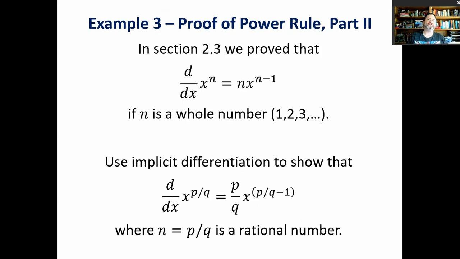Okay, last example. So last thing we're going to do today is prove the power rule again using our newfound tool called implicit differentiation. In section 2.3, we proved the formula for a whole number. And now we're going to prove that if n is a rational number p over q, just a fraction in lowest terms, like 3/5 or 14/19, then the derivative is just p over q times x to the p over q minus 1.